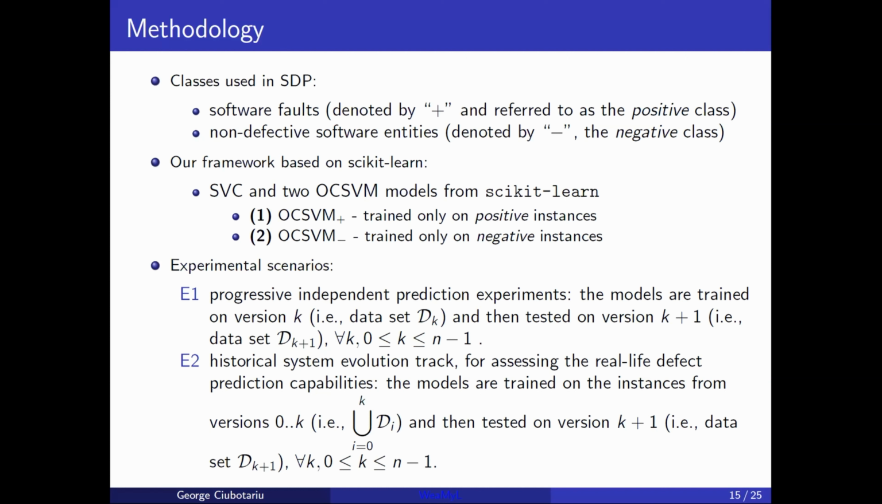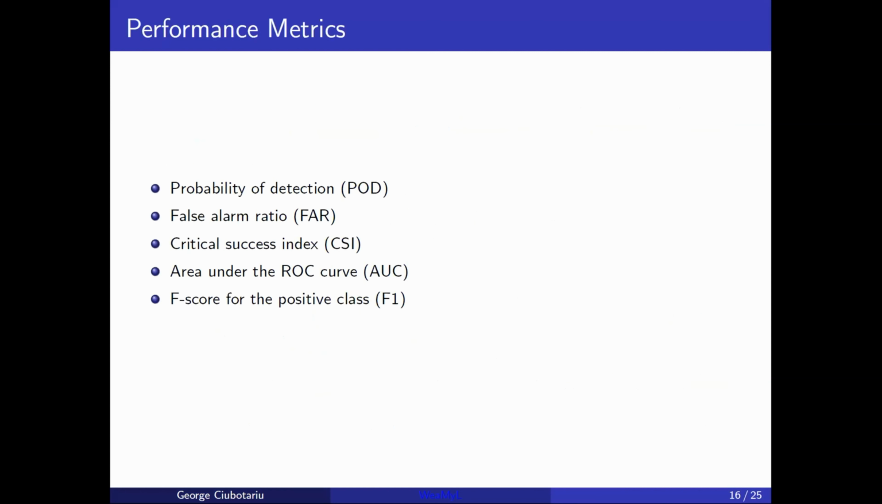Okay, so these are the performance metrics. We're going to mostly focus on probability of detection, which is also related to recall, and the false alarm ratio, which is also an important factor in software defect prediction, as this one mostly annoys the programmer if there are too many false positives, and a lot of time may be wasted if we check unnecessary chunks of code.